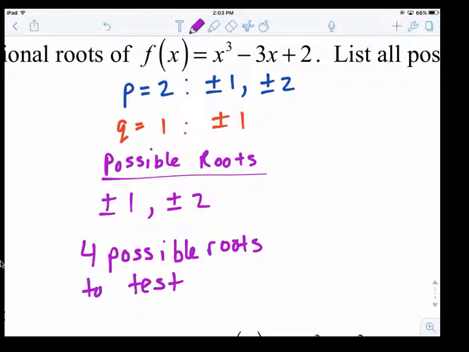So that goes with the constant term, right? 2 is the constant term because it doesn't have a variable. It's the leading coefficient, so that's the number in front. That's just how the theorem works. Well, you don't have to list P and Q every time. You just have to list the numbers that they represent.